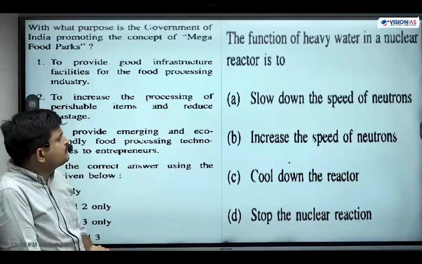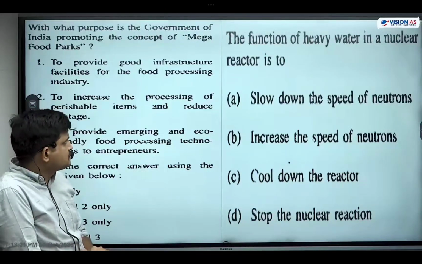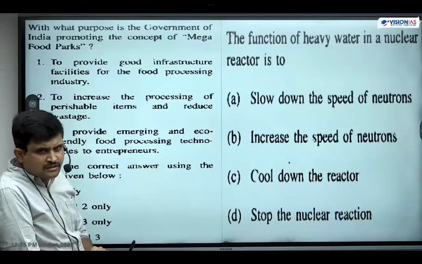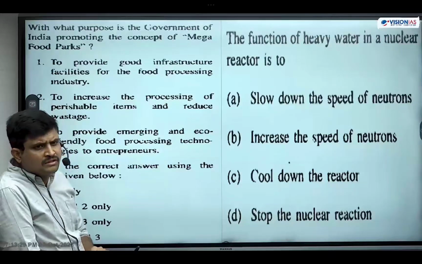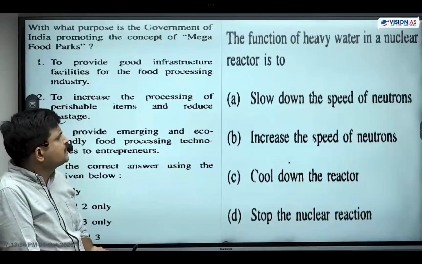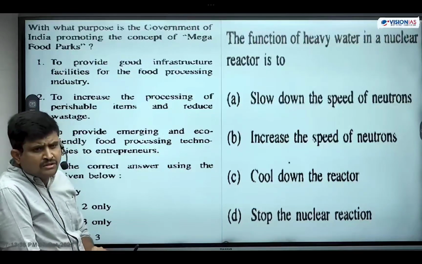The next question is: the function of heavy water in a nuclear reactor is to slow down the speed of neutrons, increase the speed of neutrons, cool down the reactors, or stop the nuclear reaction. Answer is cool down. Why can't it be slow down the speed of neutrons? Moderator can be used. That is heavy water. Heavy water can be used as a moderator as well as coolant.